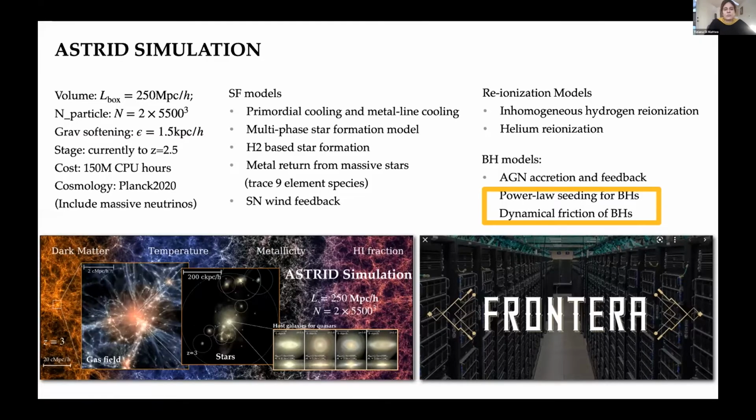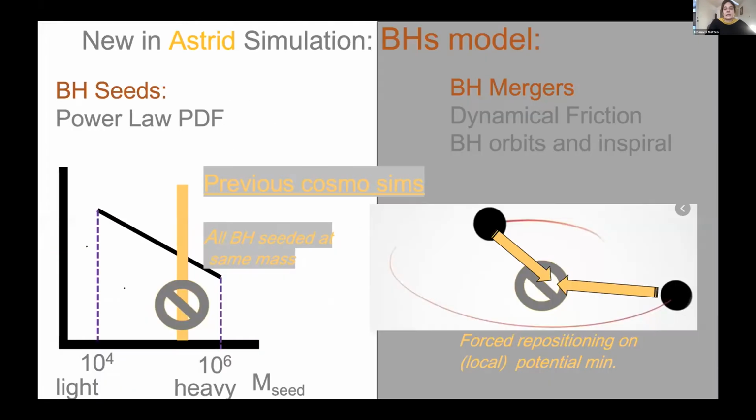I'm not going to go too much into all the physics. Again, we talked a little bit about these full physics simulations that include the subgrid model for galaxy formation and black holes. I'm going to concentrate a little bit more on some of the new aspects that we've been able to implement in the simulation.